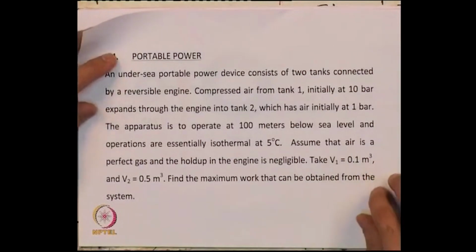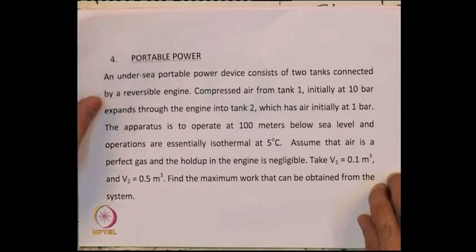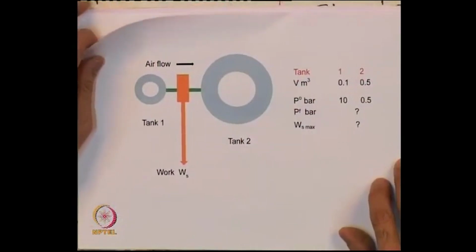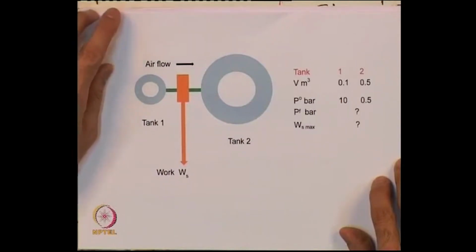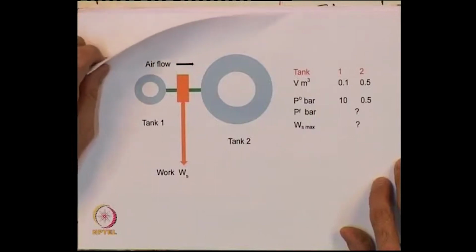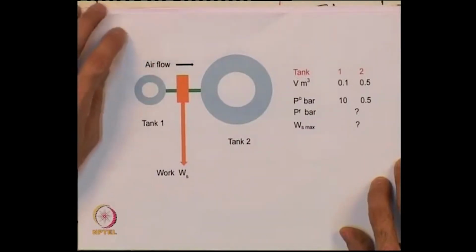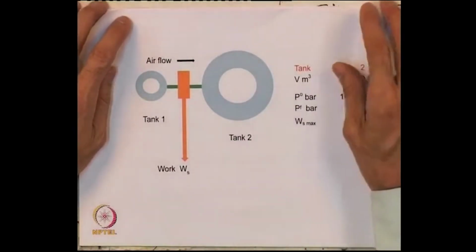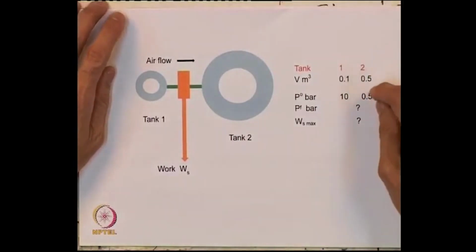Some numbers are given for the volume of tank 1 and tank 2, and you are asked to calculate the maximum work that can be obtained from the system. Here is a picture of the situation. I have tank 1 and tank 2, the volumes are given, 0.1 meter cube and 0.5 meter cube, and then air flows from 1 to 2 doing work Ws, shaft work. The initial pressures are given, you can calculate the final pressure, we will do that now, and the maximum work that you can obtain from the system.